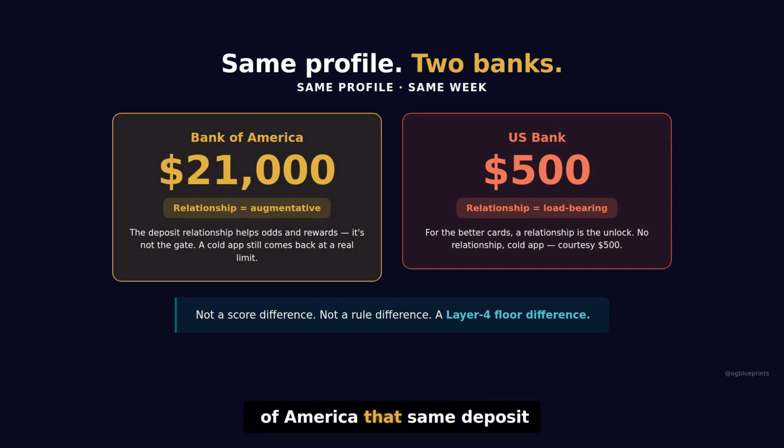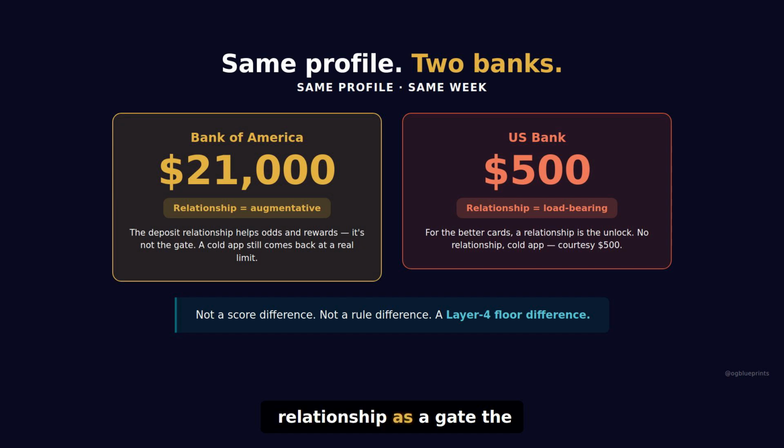At Bank of America, that same deposit relationship is augmentative. It helps. It can soften some of the application velocity math. It bumps your approval odds. It earns you better rewards. But it's not the thing standing between you and a real limit. So a cold app at BofA can still come back at $21,000 because the relationship was never the gate in the first place.